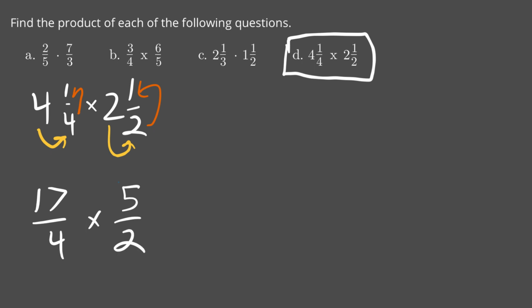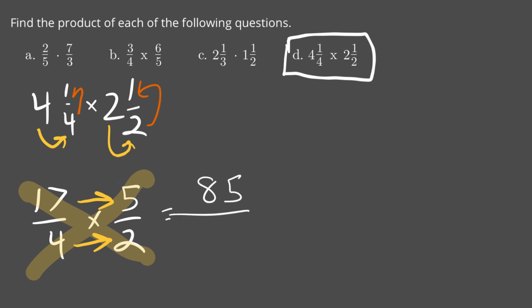Just like with all the other problems, we're going to check for simplifications along the diagonal. 17 and 2 do not share a factor. 4 and 5 do not share a factor. So we can immediately multiply straight across. And that will give us 17 times 5, which is 85, over 4 times 2, which is 8. Again, we take a moment to see if we can simplify this any further. 85 and 8 do not share any factors, so this is our final answer.